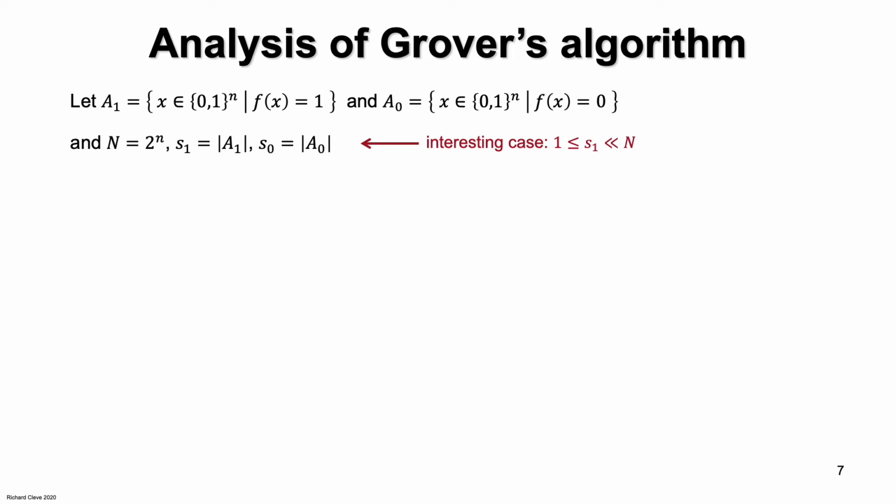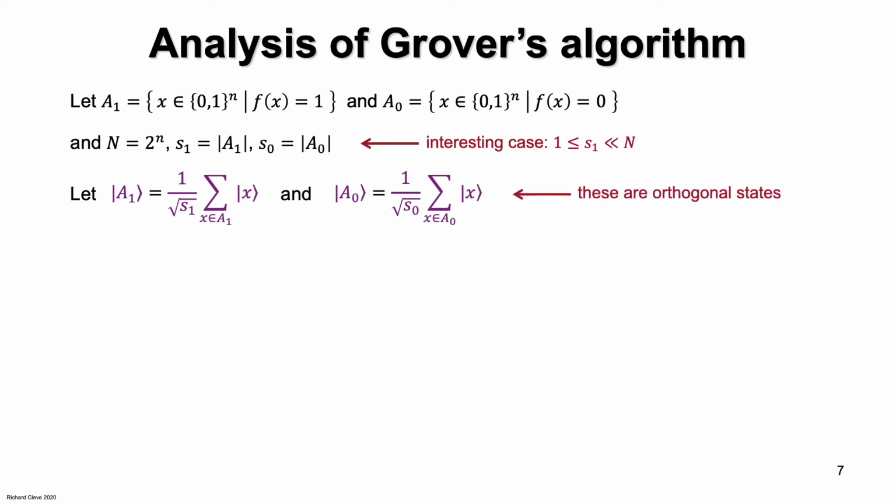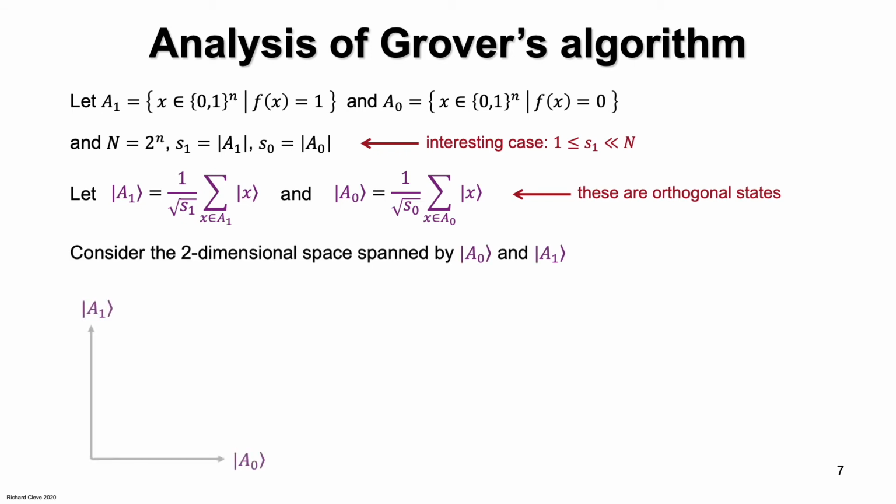Now, let's define two quantum states. Let ket A1 be the uniform superposition of all elements of A1. That is, the uniform superposition over satisfying assignments. And let ket A0 be the uniform superposition of all elements of A0. Notice that these two states are orthogonal. Consider the two-dimensional space spanned by ket A0 and ket A1. The state after the preliminary Hadamard operations is within this two-dimensional space.